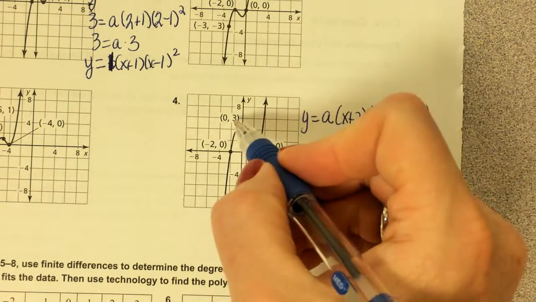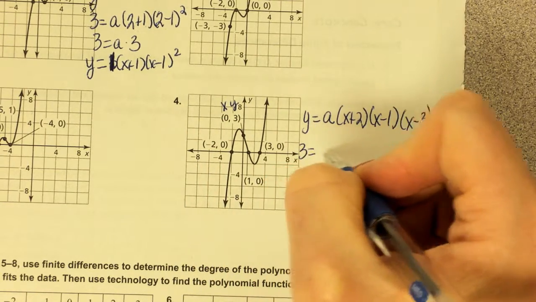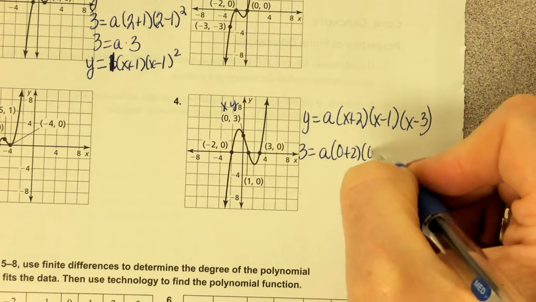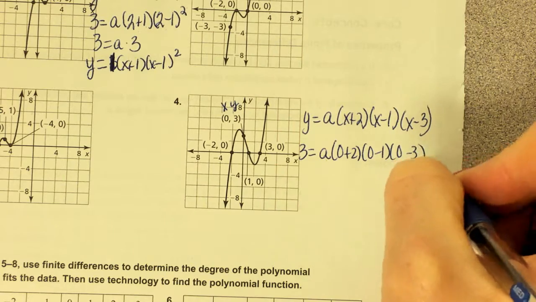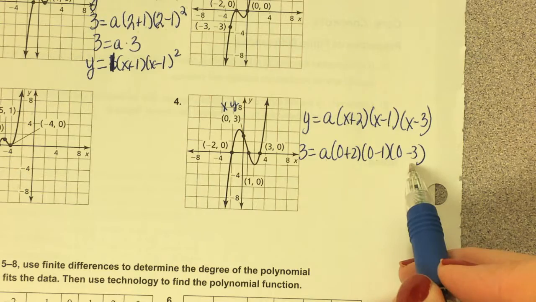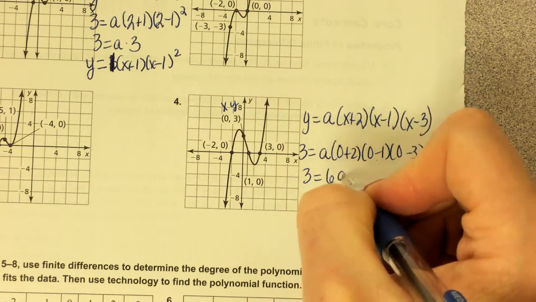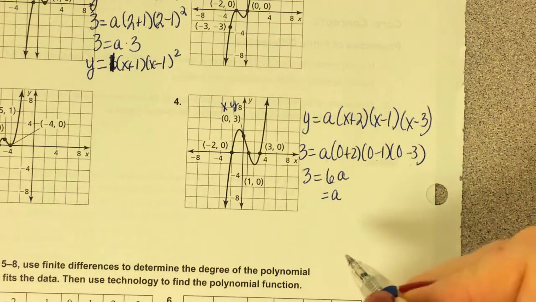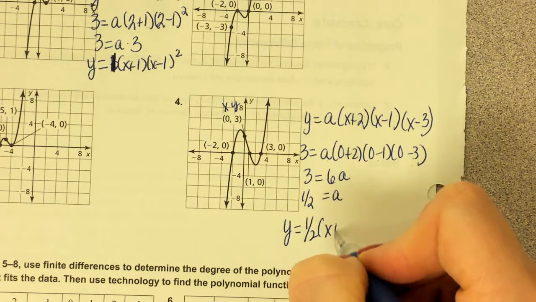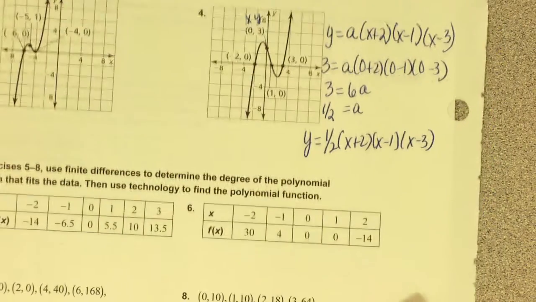All right, 0, 3. So this is x and this is y. So I'm going to plug in 3 for y. A we don't know. For x, we're going to be plugging in 0. So this is going to be 2 times negative 1 is negative 2 times negative 3 is going to be 6. So I'm going to get 3 equals 6a. So what's a going to be? 1/2. So here's my equation then. Y equals 1/2 times x plus 2 times x minus 1 times x minus 3.